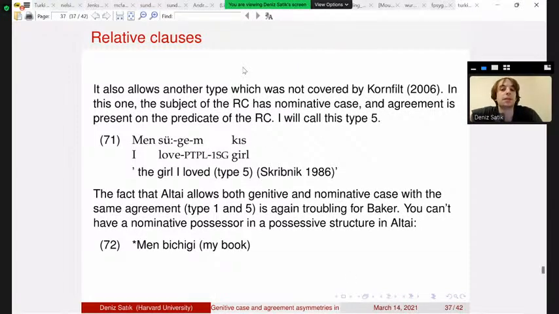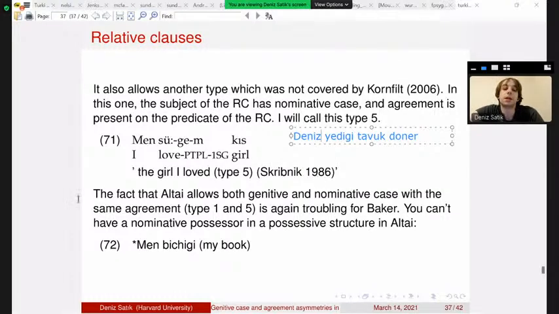So let me write down the example here. Deniz'in yediği tavuk döner. Oh, these examples are making me hungry. But anyways, what you would say in Altay is Deniz yediği tavuk döner. This seems to be possible in some dialects of Altay.